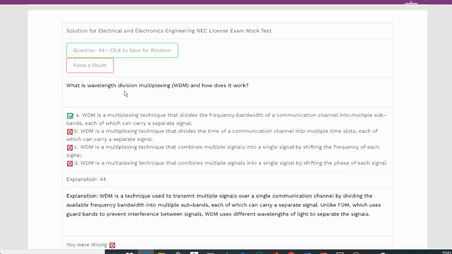Now what is wavelength division multiplexing and how does it work? So yes, you may also be asked to write the full form of WDM. Here the full form of WDM is wavelength division multiplexing, and yes, this question was asked to write the full form and how does it work.